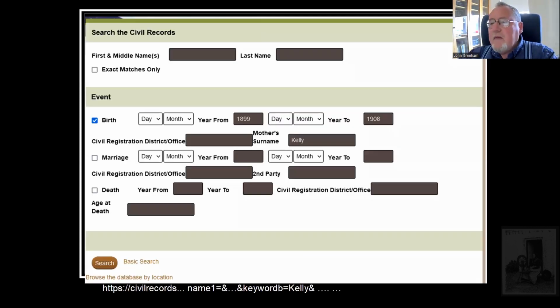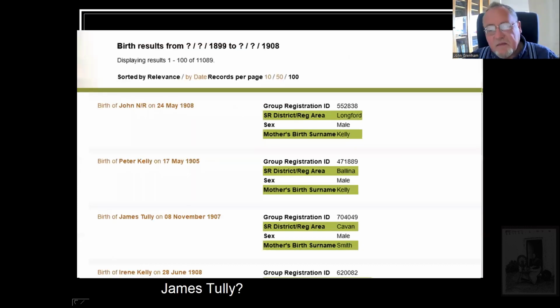Okay. In the spirit of putting my finger into the socket and seeing what happens, why not search 1899 to 1908 with only the mother's surname in there? So name 1, that's the main surname up at the top, is blank, and the keyword B, the birth keyword, is Kelly, and see what happens. Fine, there you have Kelly is the mother's maiden name. Kelly would be the first name. But what the heck is this James Bleeding Tully here in 1907?